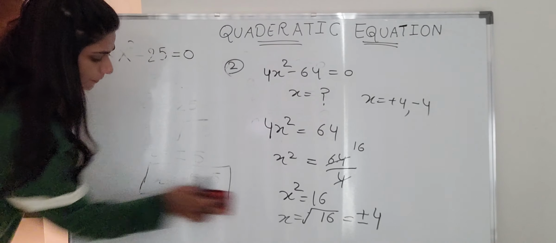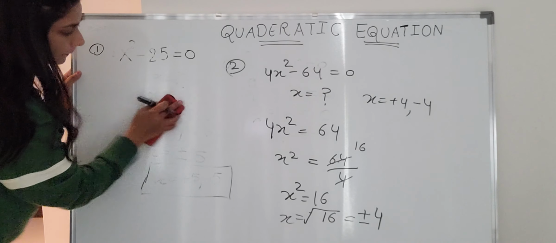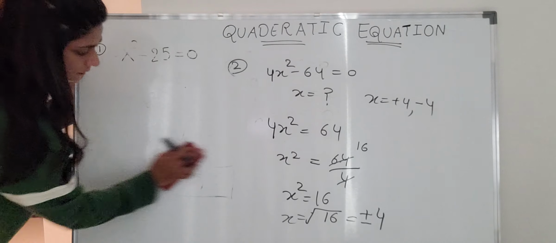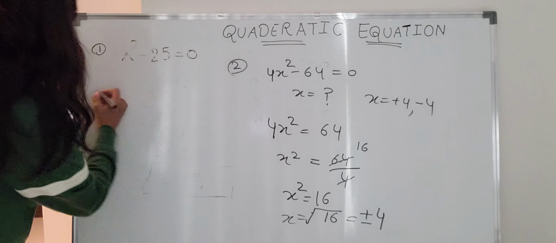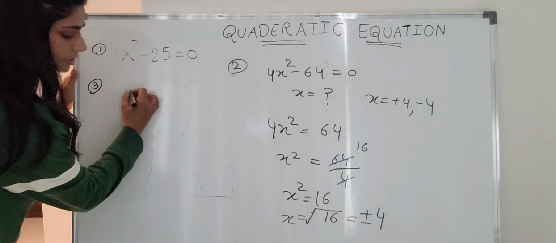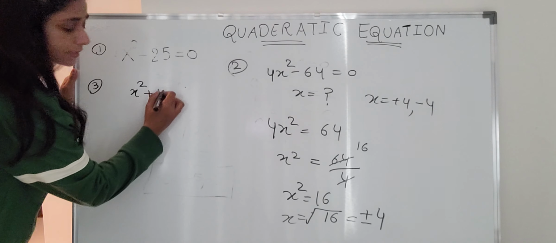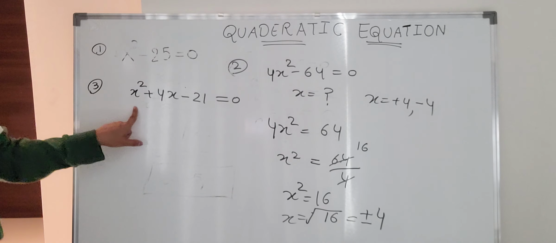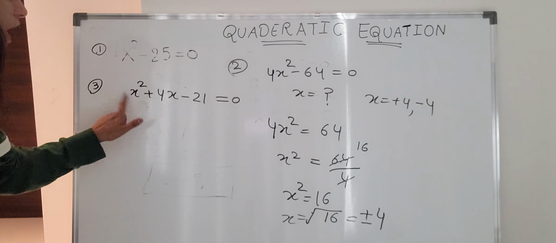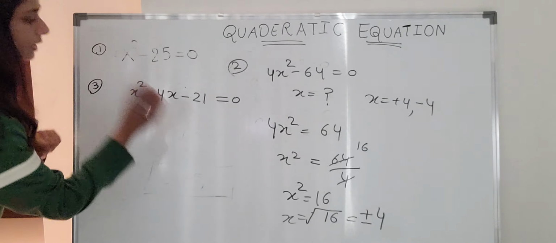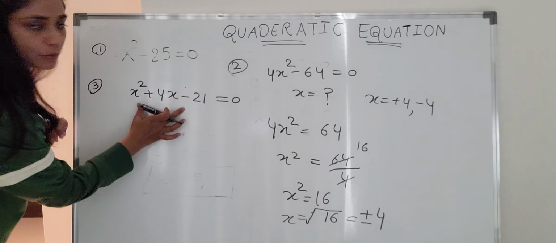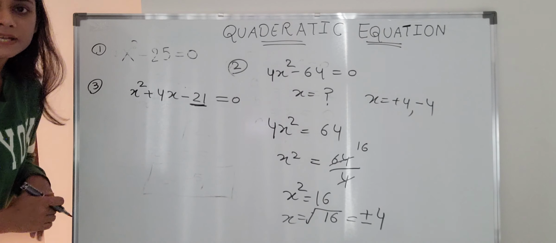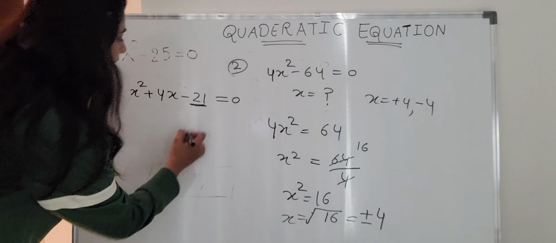Another equation is x² + 4x − 21 = 0. If the equation is in this form, how will we solve it? First, this is the complete quadratic equation form. Now we will check this constant number and try to find its factors.